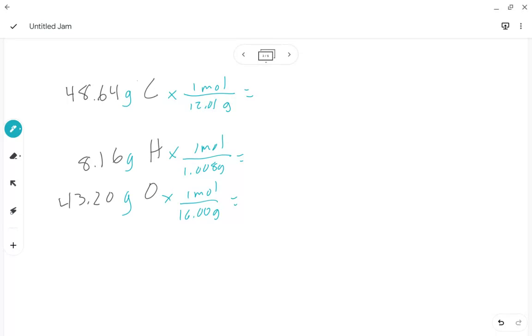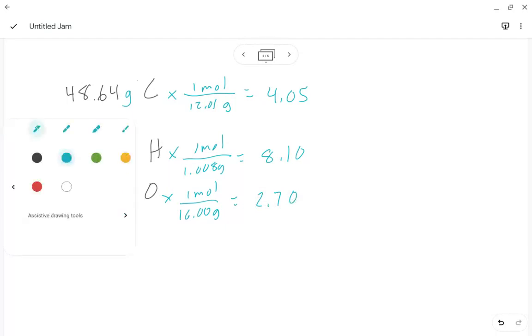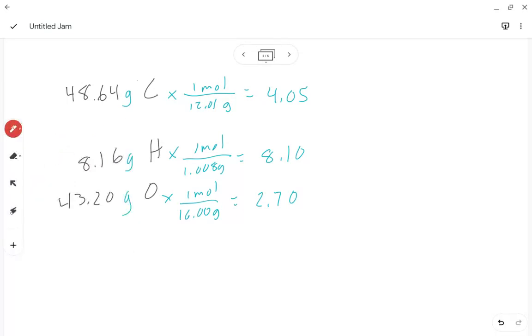And for the carbon, we get 4.05. For the hydrogen, we get 8.10. And for the oxygen, I'm getting 2.70. So at this point, we would divide everything by the smallest number of moles, which is 2.70.